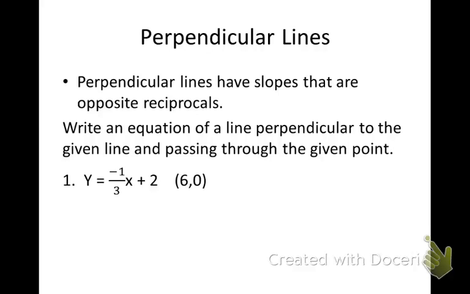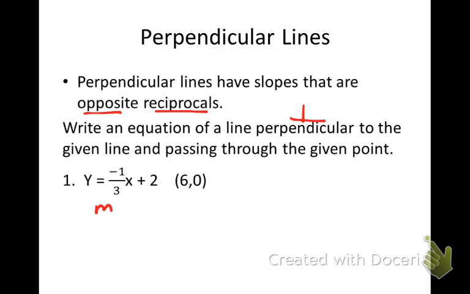Today we're going to talk about perpendicular lines, and again from our example we know perpendicular lines have slopes that are opposite reciprocal, so make sure you do both things, take the opposite sign and then flip it over. So write an equation of a line perpendicular to the given line. Remember the symbol for perpendicular is this, I'll be using that, and passing through the given point.